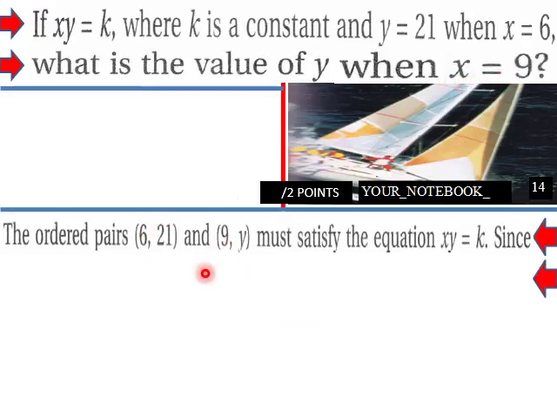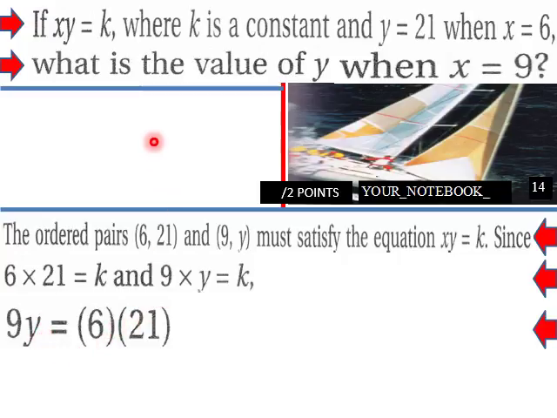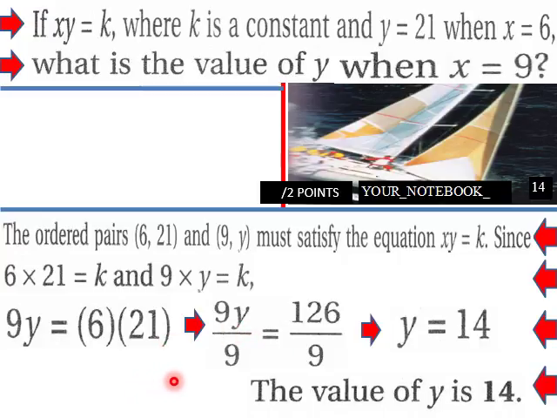So here are ordered pairs that will fit into this formula up here. 6 times 21 equals k, and 9 times y equals k. So here's our 9y, and then our k is up here, 6 times 21. Then we divide through by 9, and we get y equals 14. The value of y is 14.